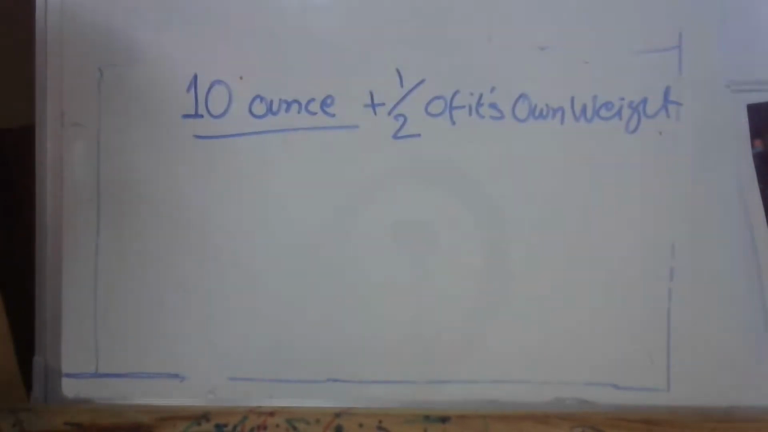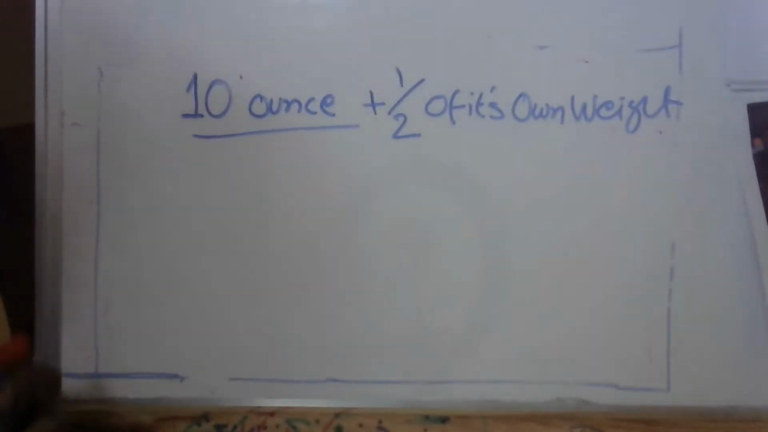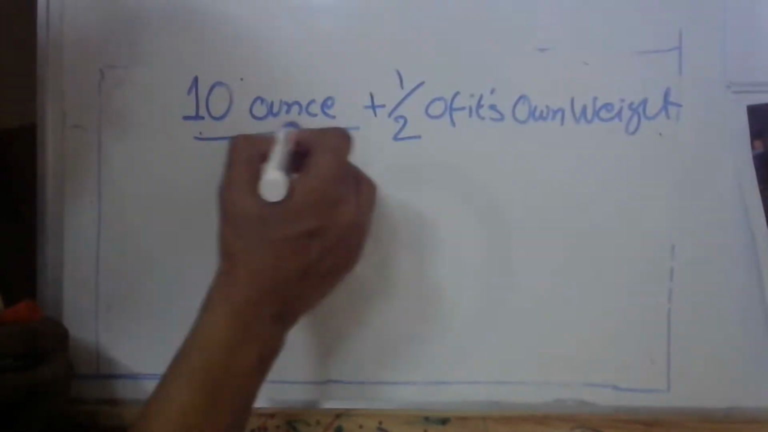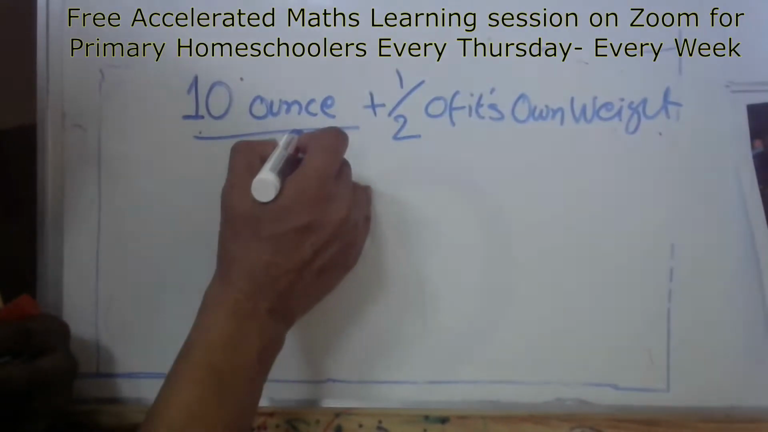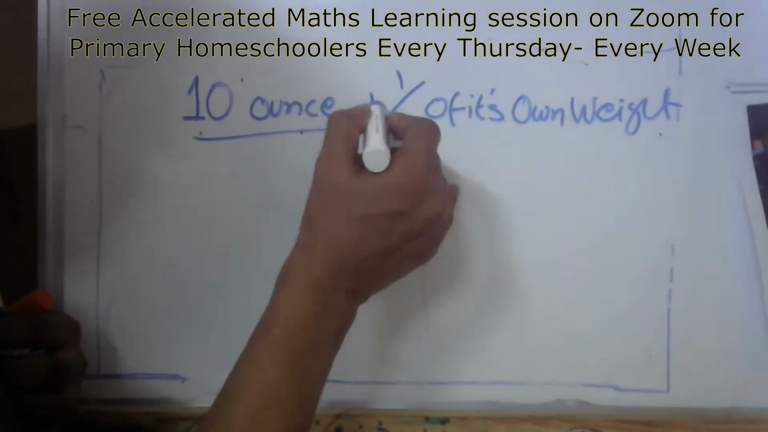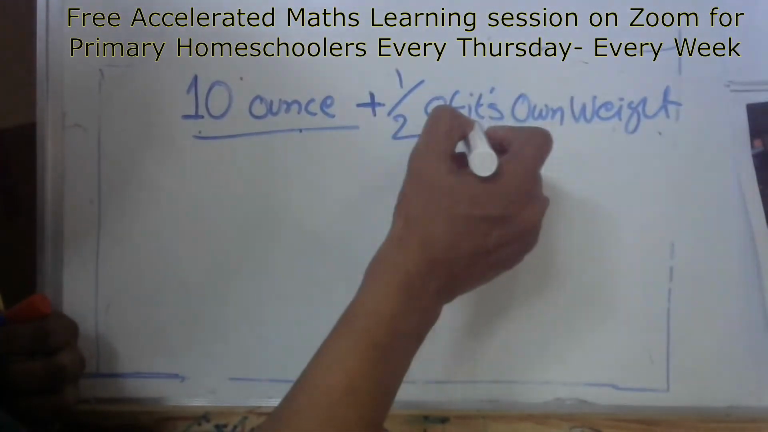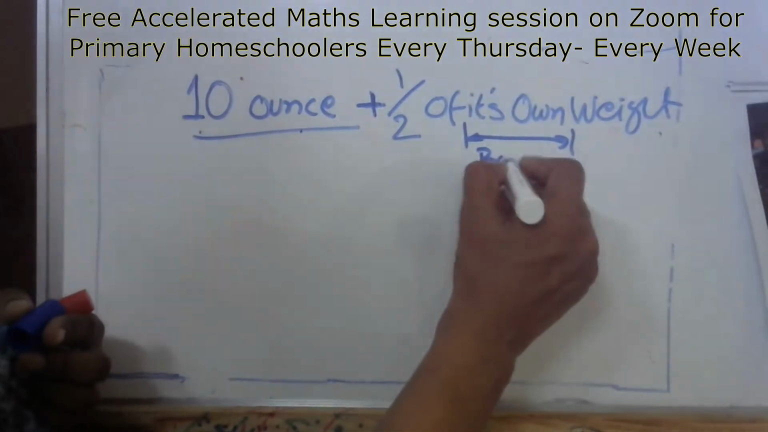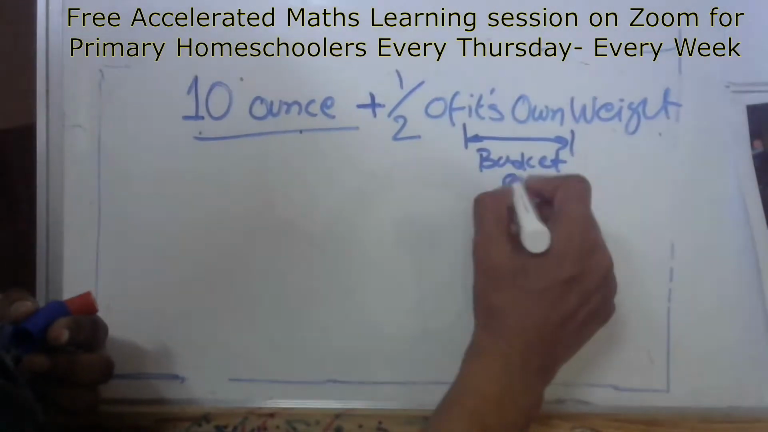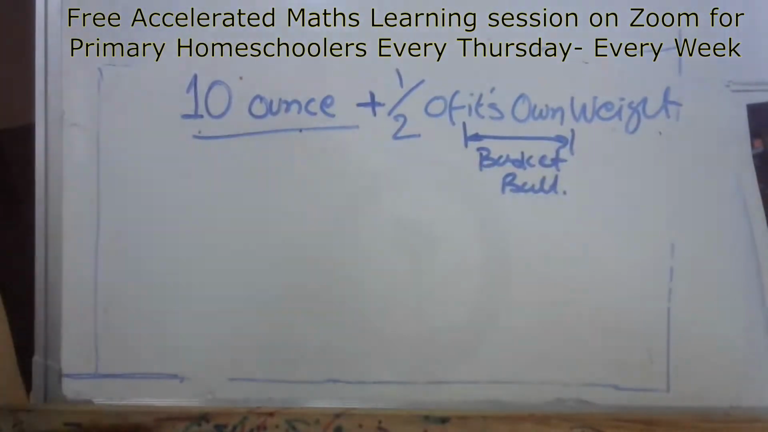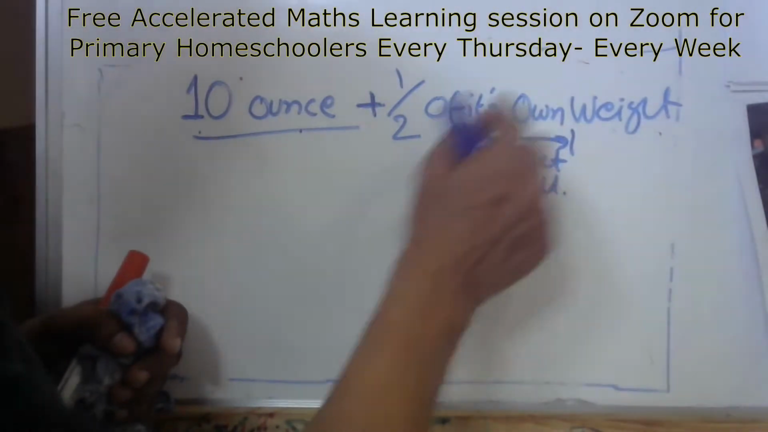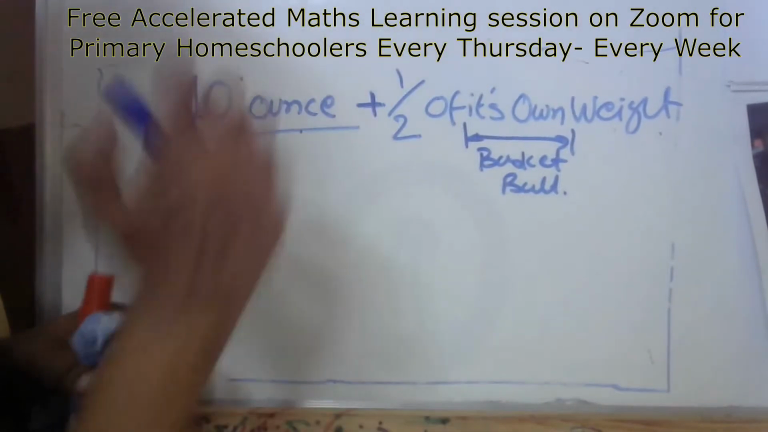We have here a basketball. The weight of the basketball is, as per the question, 10 ounces plus half of its own weight. Its own means basketball. So the weight of the basketball is 10 ounces plus half of its own weight. Its own means basketball weight.